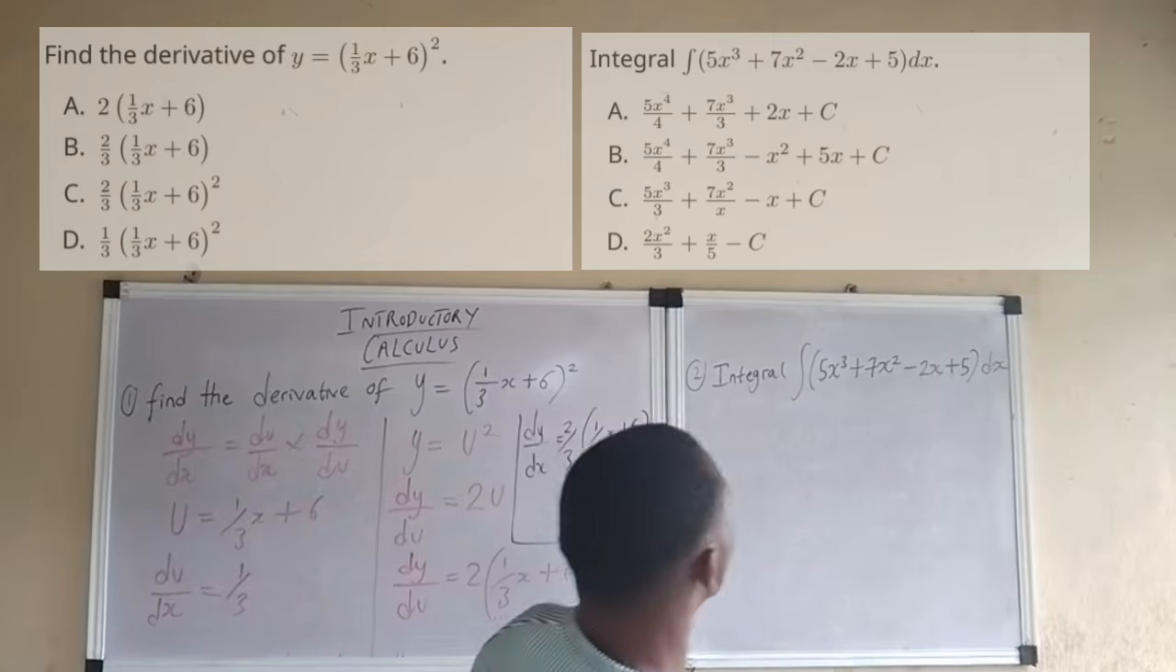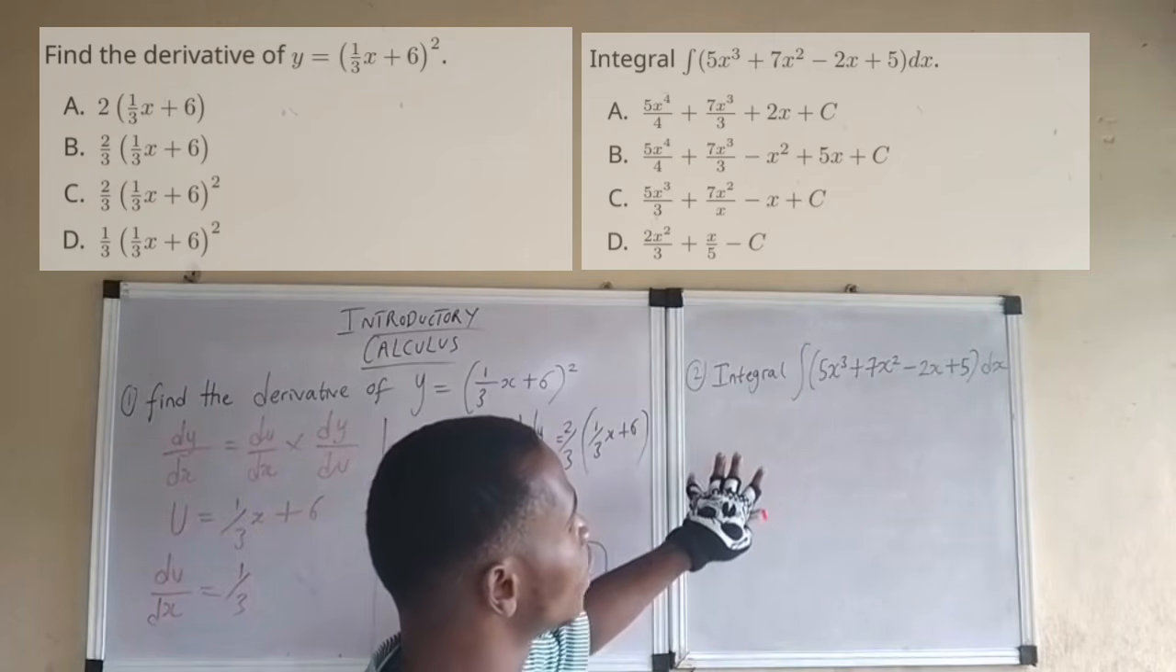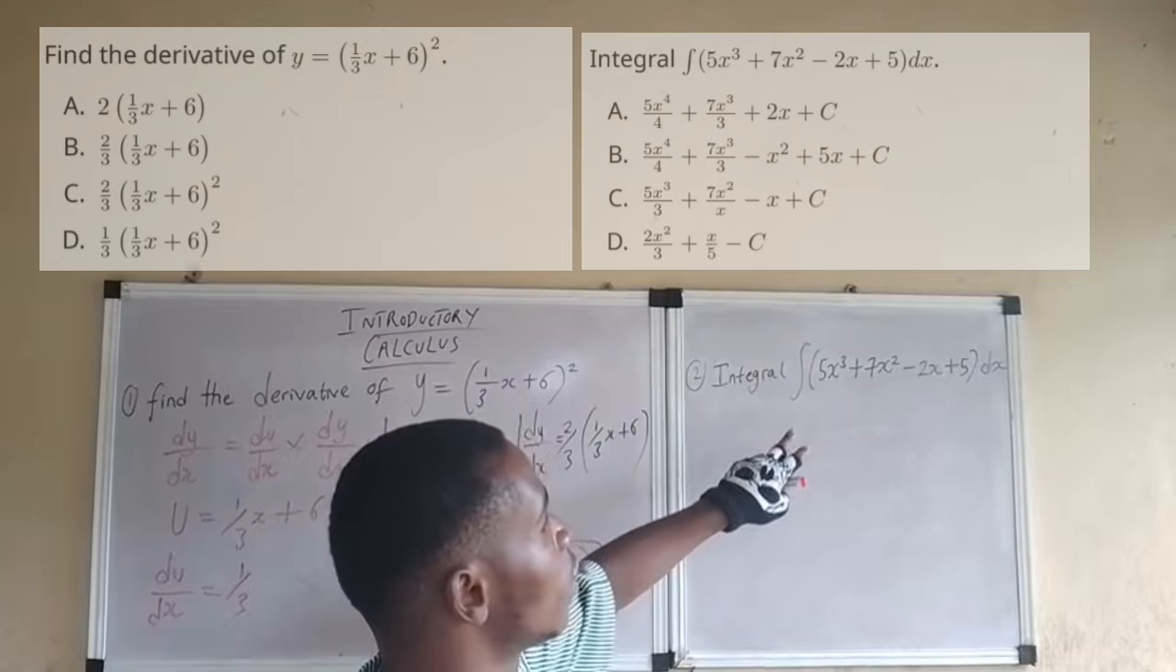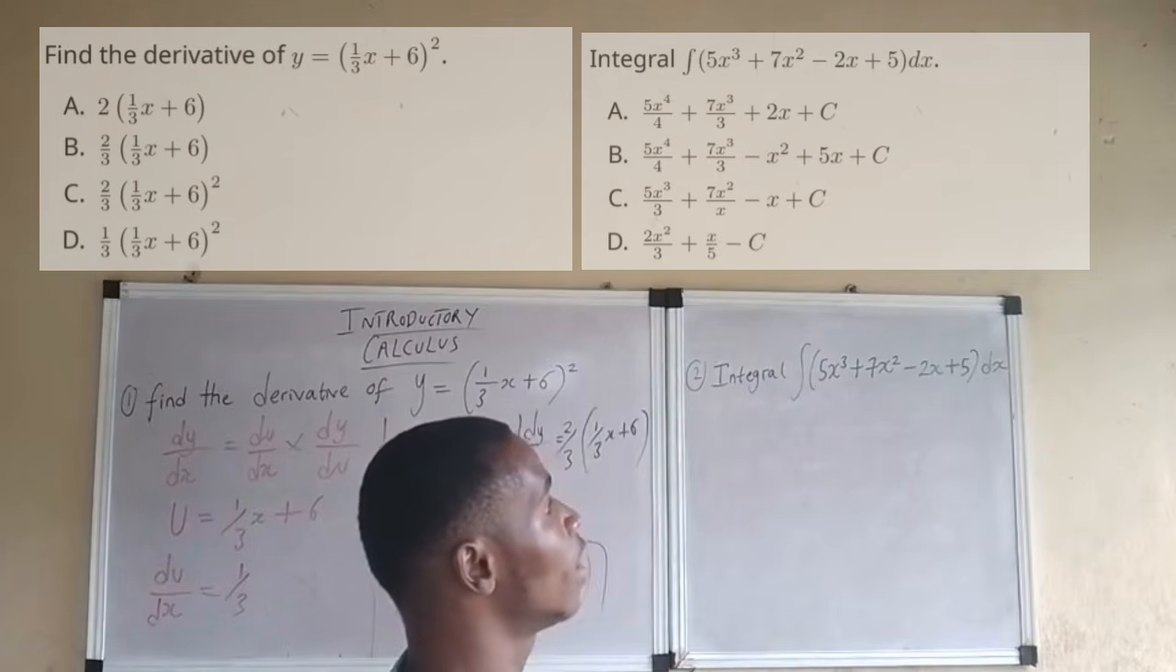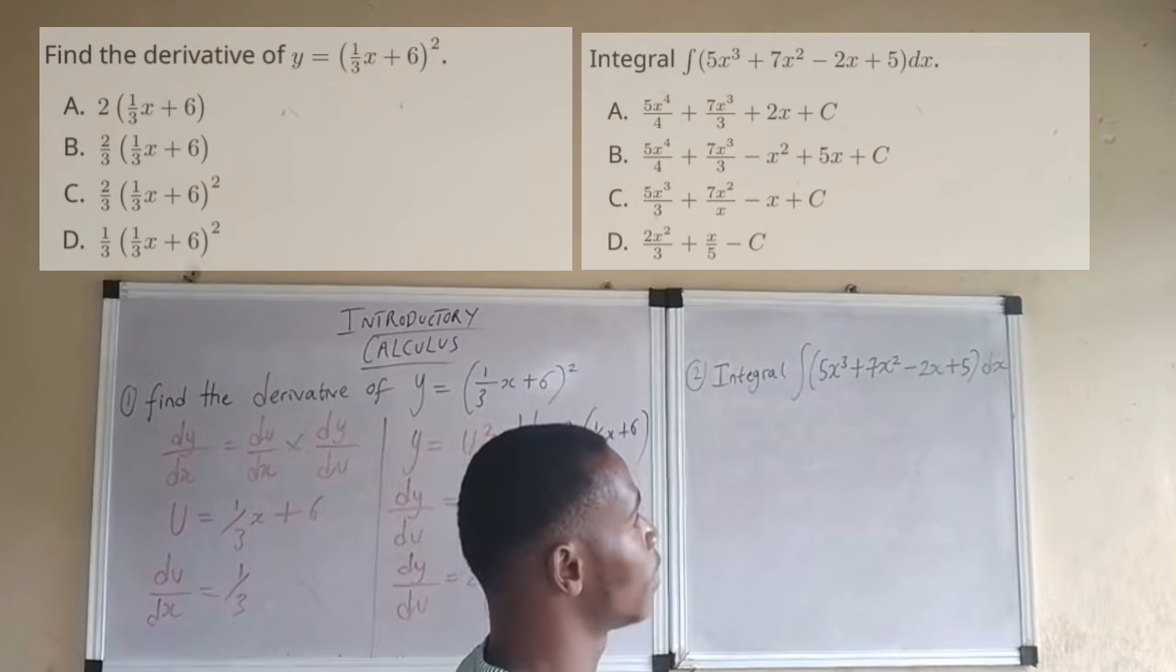Now let's get into integration. Here we are asked to simplify the integral of 5x raised to the power 3 plus 7x squared minus 2x plus 5. All right?